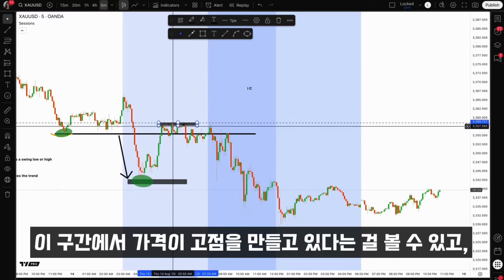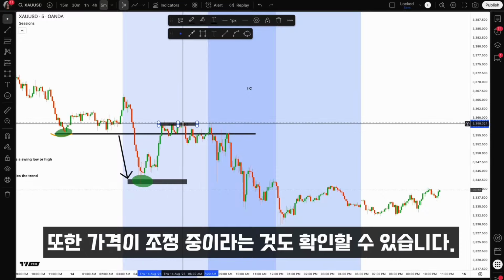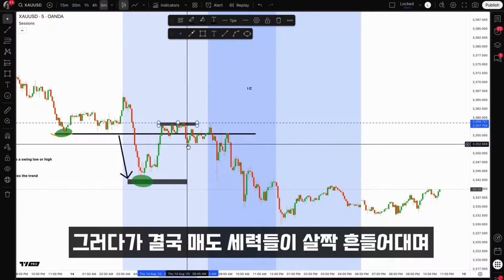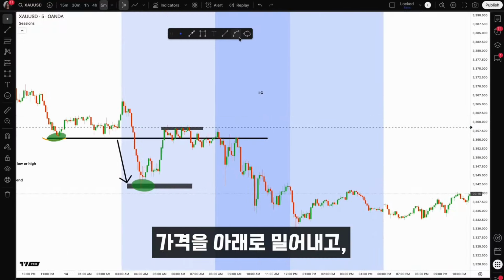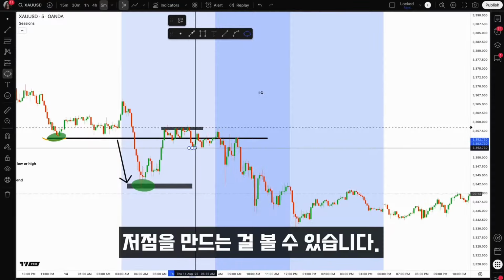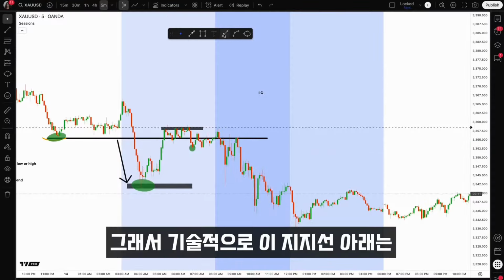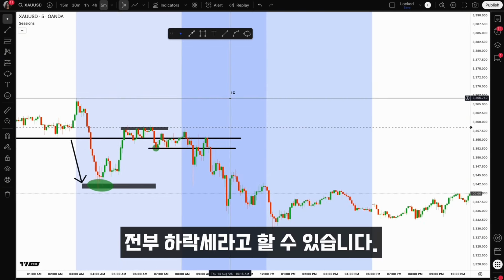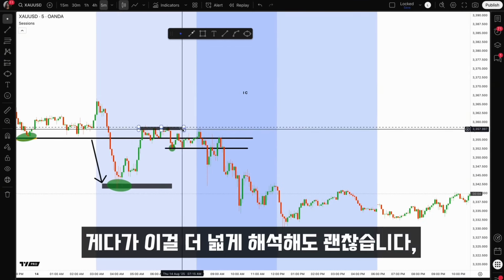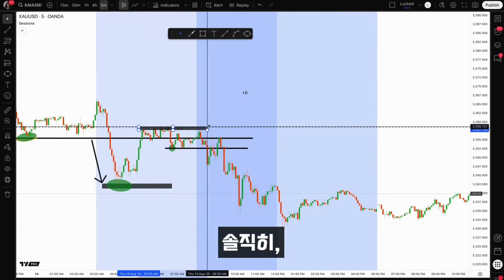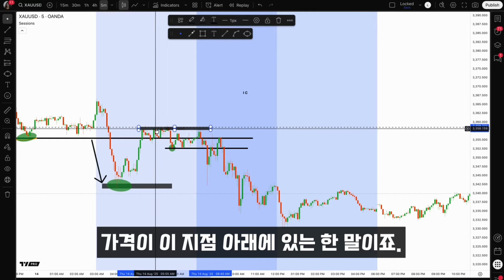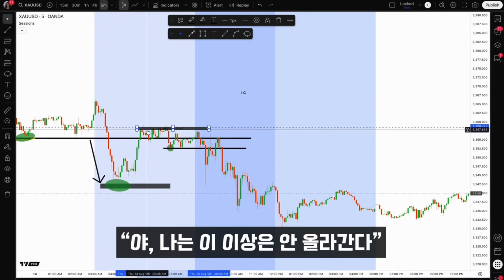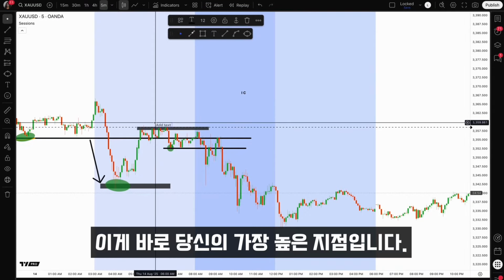And we can also see that price was consolidating, and then eventually sellers kind of tease it a little bit where they make price push down, and it's at a strong force, and you can see that it makes a low. So technically anything under this level of support right here is going to be bearish. Also, you can even spread this out, to be honest, as long as price is under this level. So as long as price is showing you that, hey, I'm not going any higher than this, this is your highest point.